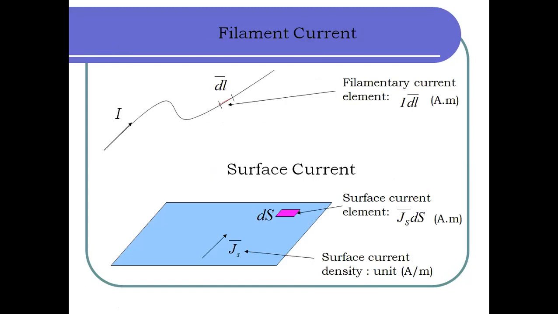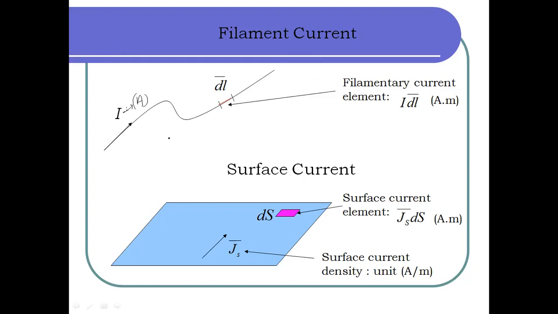Okay then, let us proceed with the sources one by one. We go for the filament or line current first. As the name implies, the current is in terms of a line, and we can represent the filament current with the symbol I. I stands for the filament current or line current, and the unit for I is A, ampere.